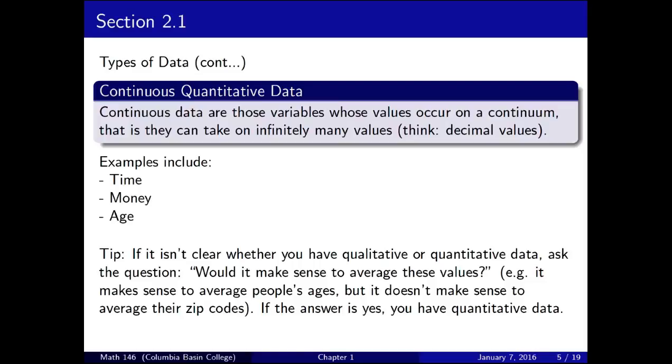If you take the zip code of, say, Pasco and the zip code of Seattle, it's not like if you average those two, you're going to come up with the zip code of Cle Elum, even though it's right in the middle of the two cities. Okay, so zip codes don't make any sense to average. They're not quantitative data. So if it makes sense to average it, then that's a good sign that you have quantitative data.